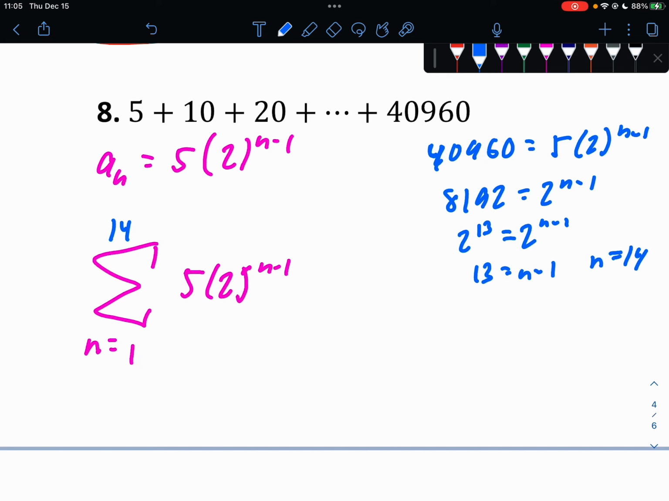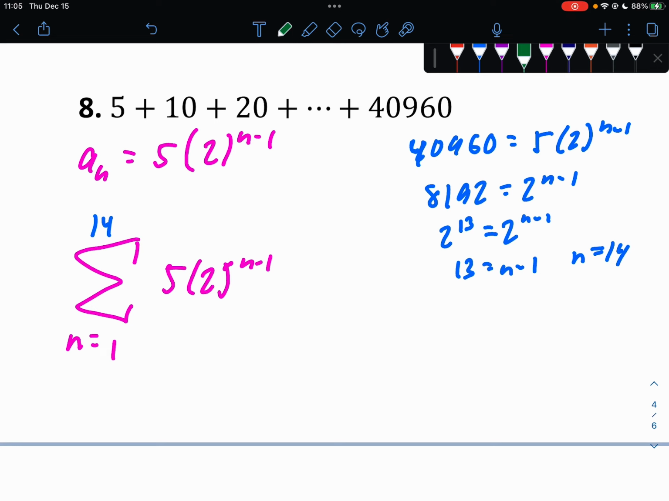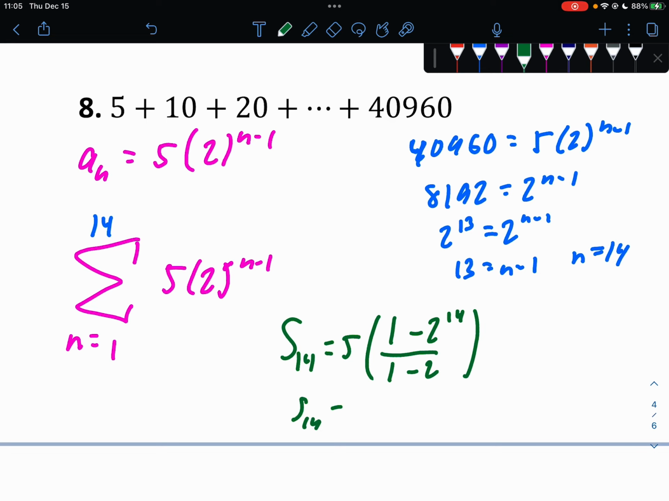Okay, so now we can set up our summation of the first 14 terms. The first term is 5 times 1 minus r to the 14th over 1 minus r. And let's see what we get here. 1 minus 2 to the 14th divided by negative 1 times 5 is 81,915.